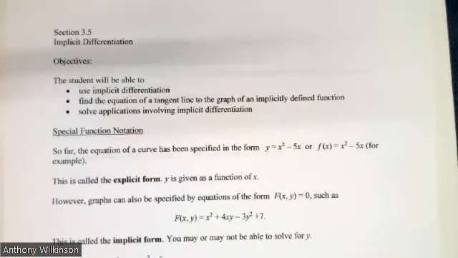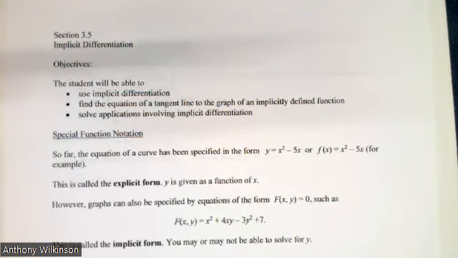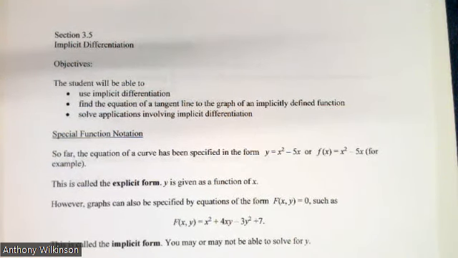All right, in this video, we're going to talk about section 3.5 dealing with implicit differentiation. And in this video, we're going to use implicit differentiation to find derivatives. And then we're going to find the equation of the tangent line to the graph of an implicitly defined function. And then we're going to solve applications involving implicit differentiation.